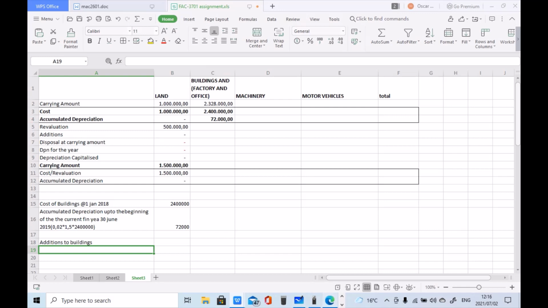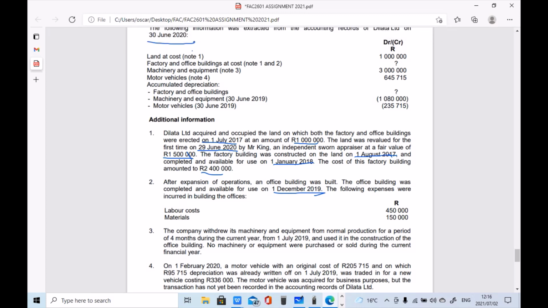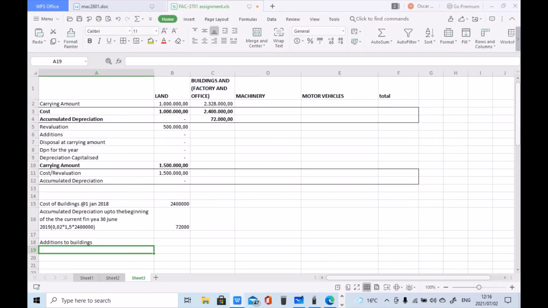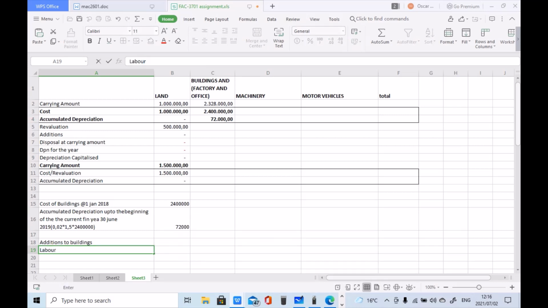So that's what they're talking about here. After expansion of operations, an office building was built. The office building was completed and available for use on 1 December 2019. The following expenses were incurred in building the offices: labor costs and material costs were incurred. So those are the cost of the materials is part of the additions. So labor, material.